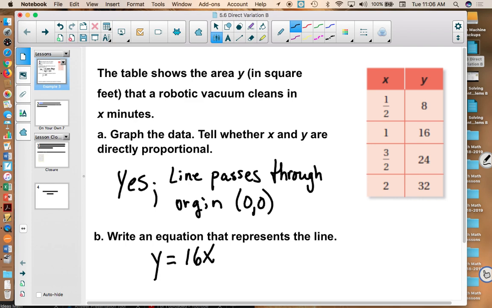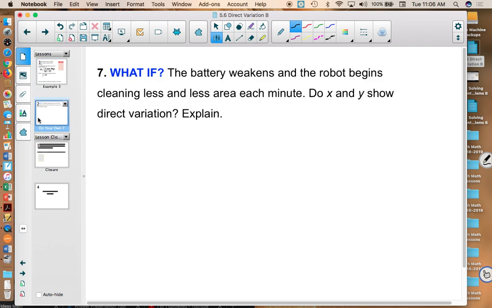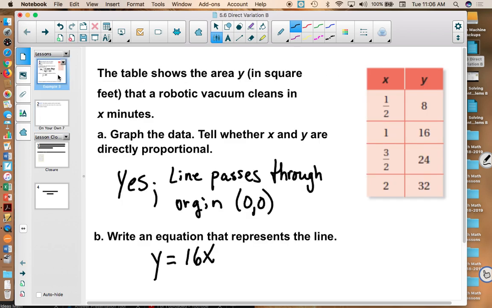Good. Any questions on this one? How we can take the data, make the graph, answer the question. Takes a little bit of time, but is it doable? Okay? Now, going back to the story here, we're talking about the vacuum cleaner, right? Talking about a vacuum cleaner.